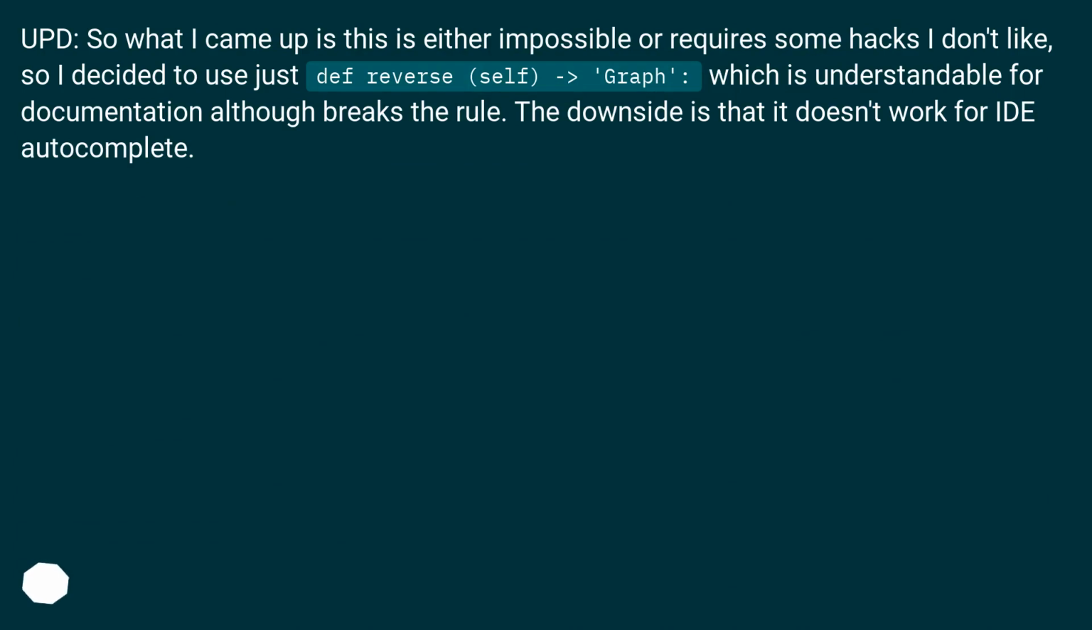UPD. So what I came up with is this is either impossible or requires some hacks I don't like, so I decided to use just def reverse(self) -> 'Graph': which is understandable for documentation although breaks the rule. The downside is that it doesn't work for IDE autocomplete.